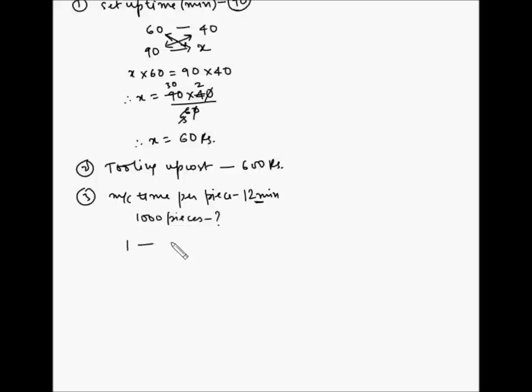So for one piece, time taken is 12 minutes. For 1000 pieces, it is X. So again, cross multiplication. So X is equal to 12 multiplied by 1000, which is equal to 12,000 minutes. So basically, we are going to use this machine for 12,000 minutes to process these 1000 pieces.